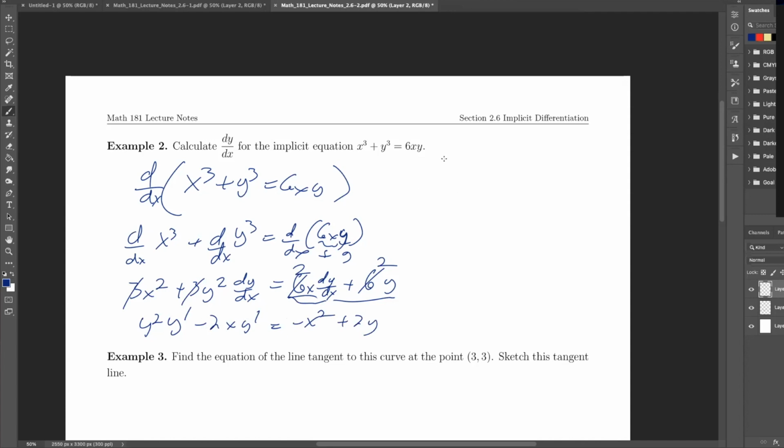So here we just factor out y prime, so we have y squared minus 2x times y prime is equal to minus x squared plus 2y. And then we solve for y prime. So we just divide it out: x squared plus 2y over y squared minus 2x. Okay.